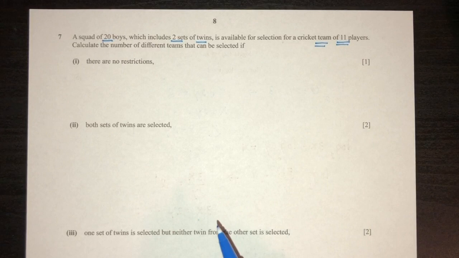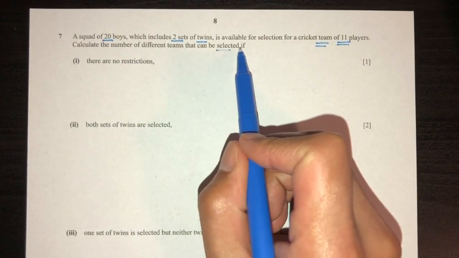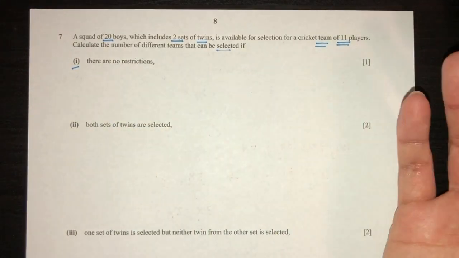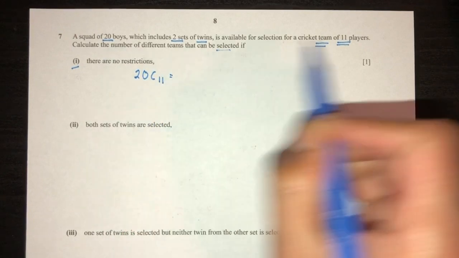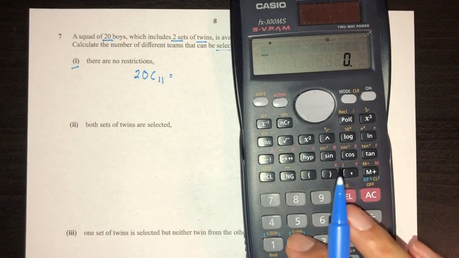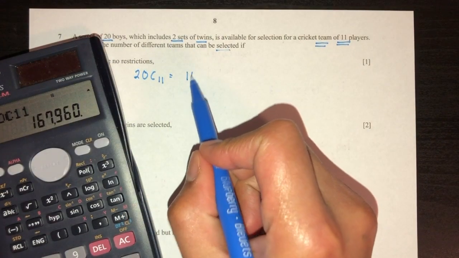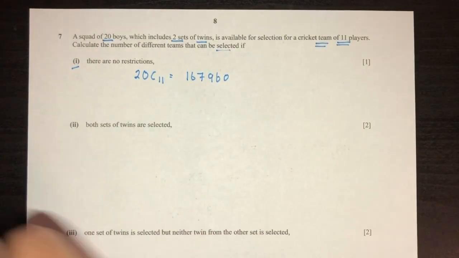Okay, so first one, calculate the number of different teams that can be selected if there are no restrictions. So if there are no restrictions, we can choose anybody. So from 20 boys, we have to choose 11 players because the team has 11 players. So we have 167,960 ways of choosing them. That is the first one.